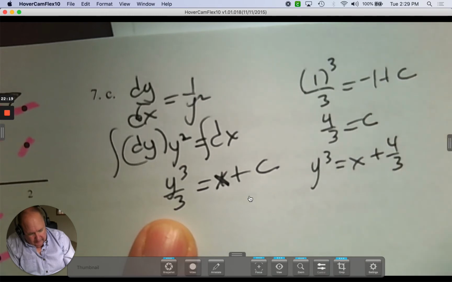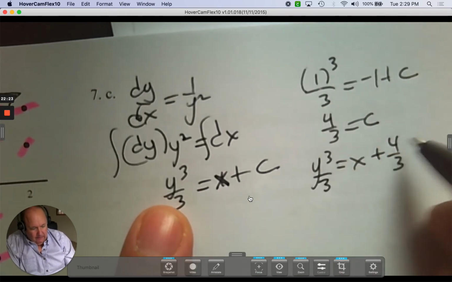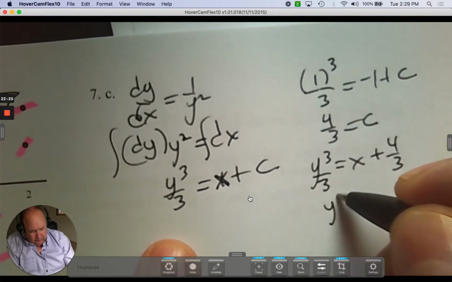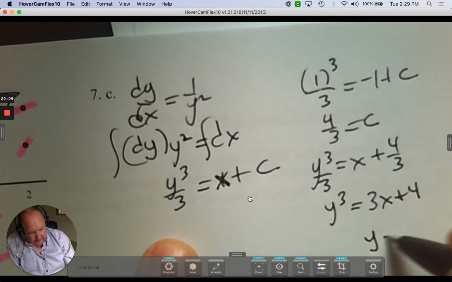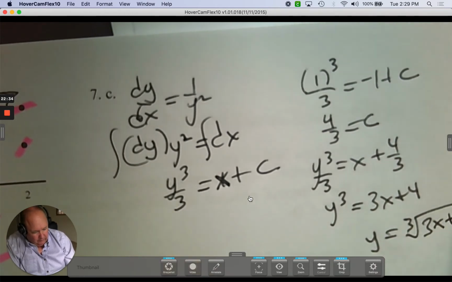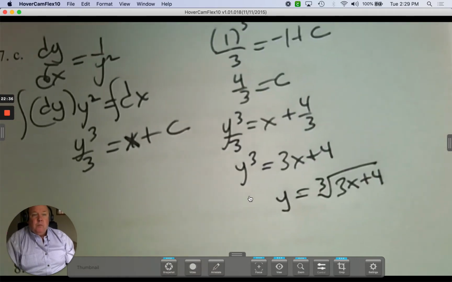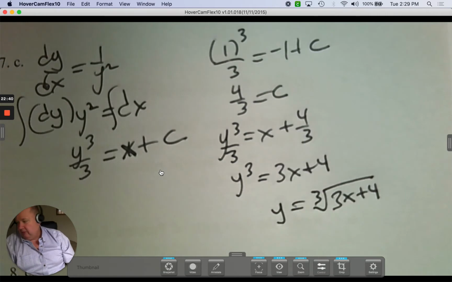And then I go back here and I still need to get y by itself. So I'm going to multiply everything times 3. And then I'm going to cube root it. So that picture is part of a cube root. So you have y equals the cube root of 3x plus 4.